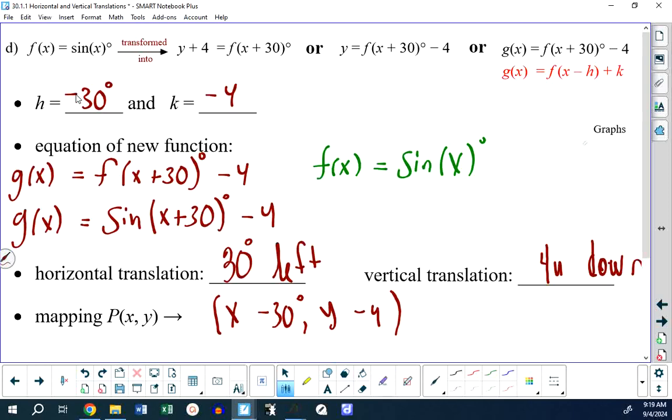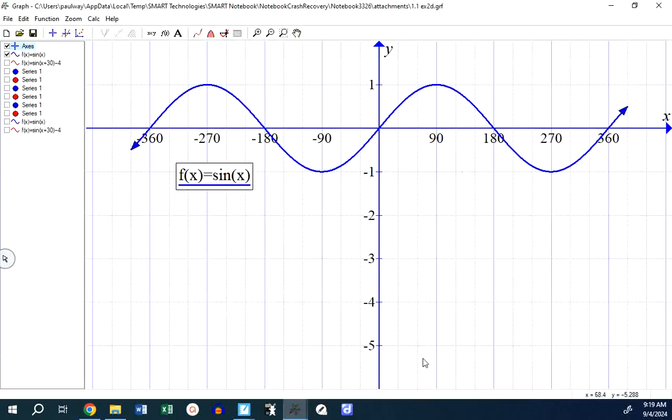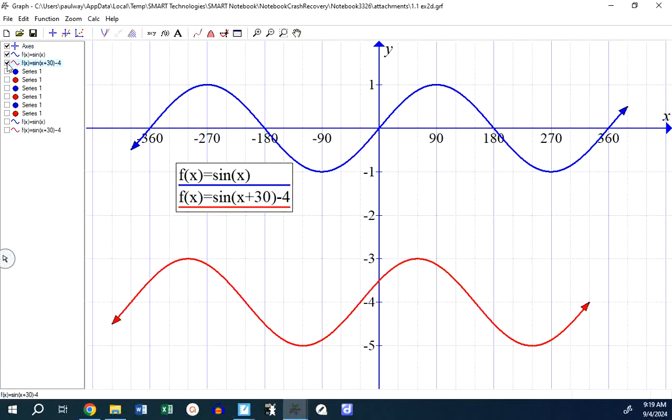Okay, you could certainly graph this on your own, but I've got things set up for you here. That's what y equals sine of x looks like. It's what's called a periodic or a sinusoidal function. And here is what sine of x plus 30 minus 4 looks like.